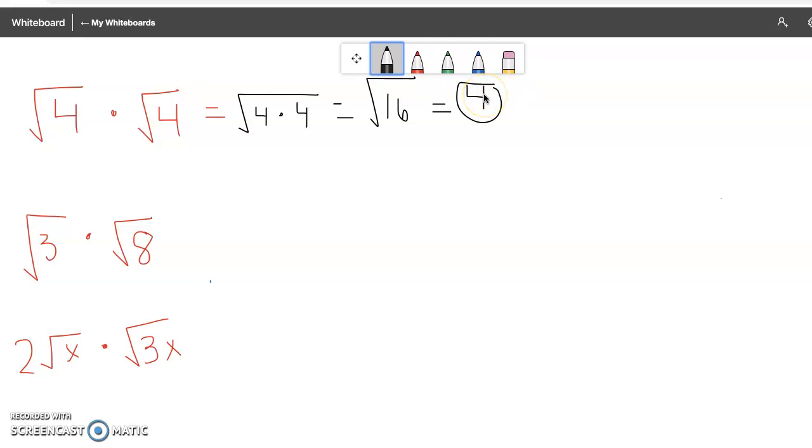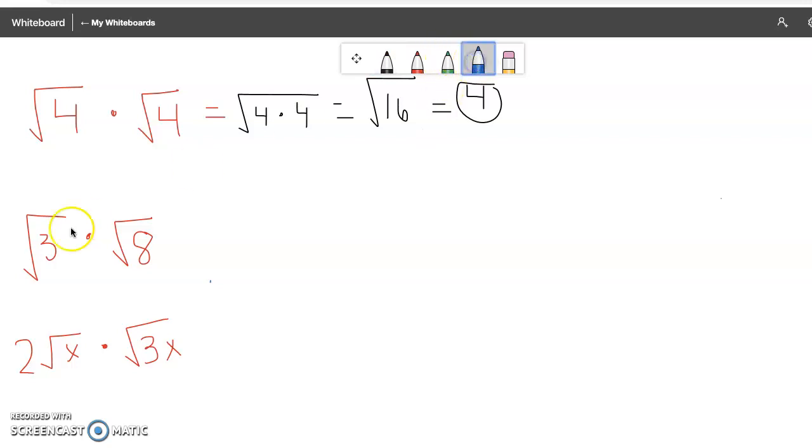So no matter what number I pick, if I did radical 6 times radical 6, your answer is just 6. But it is nice to see this work, and I need to see the work for your homework, so you understand and I understand that you see why perfect squares are created or how you simplify them.